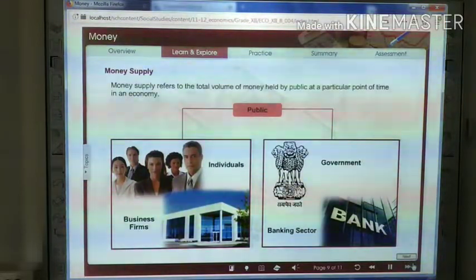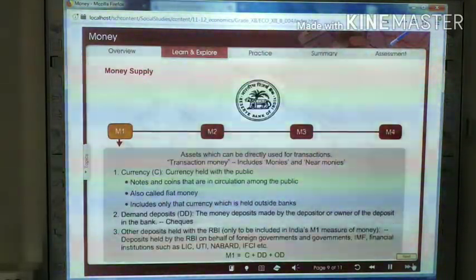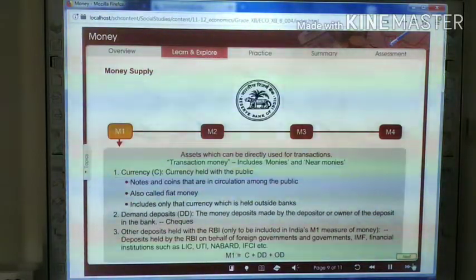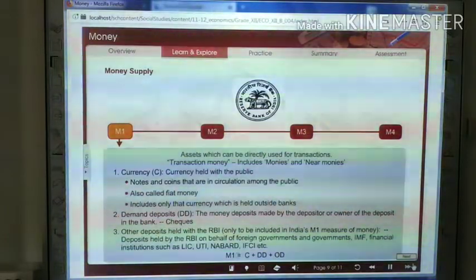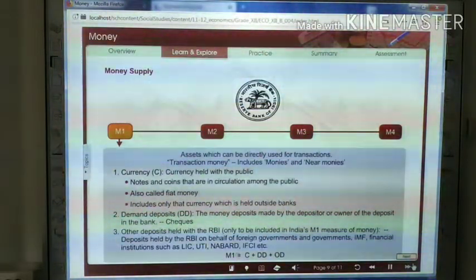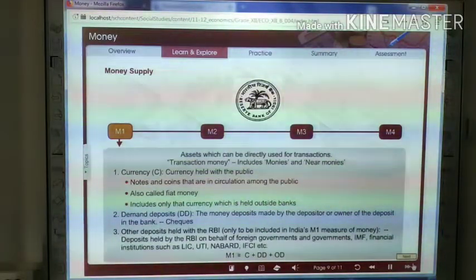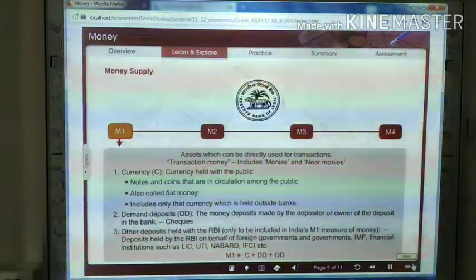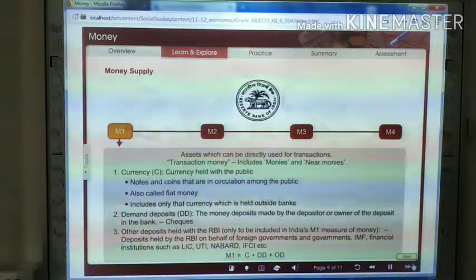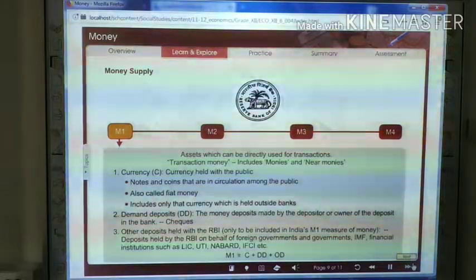Since 1977, the Reserve Bank of India has used 4 alternative measures of money supply. 1. M1 includes those assets which can be directly used for transactions. It is also called transaction money. M1 includes only monies and not near monies. It includes currency. This is the currency held with the public. It includes notes and coins that are in circulation with the public. It is also called fiat money.